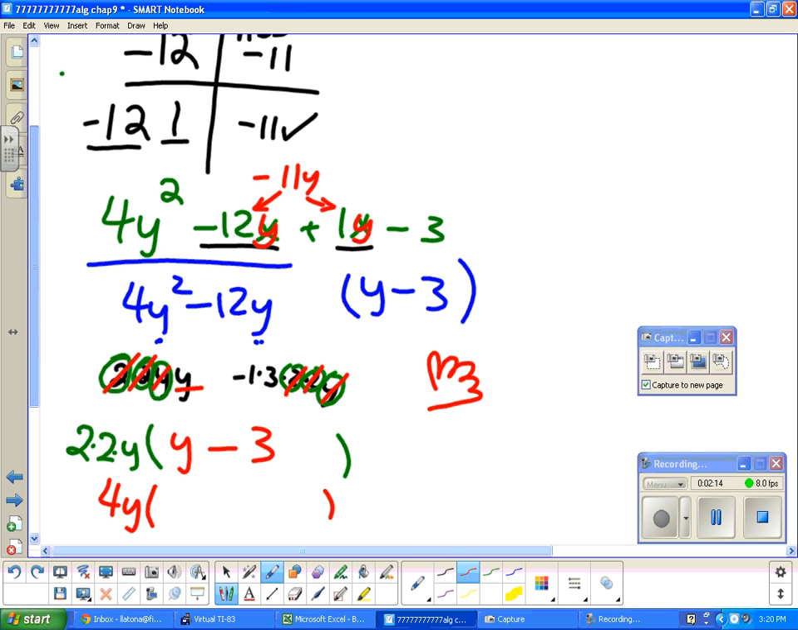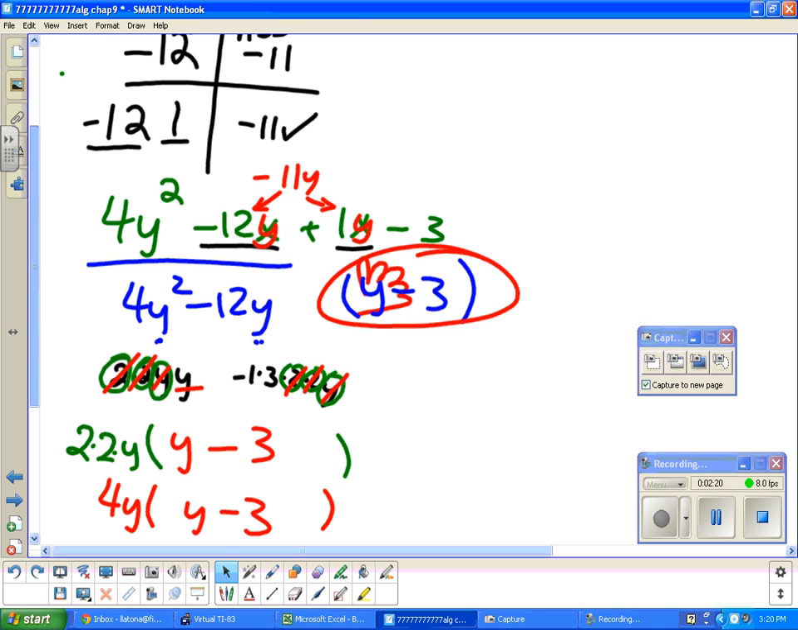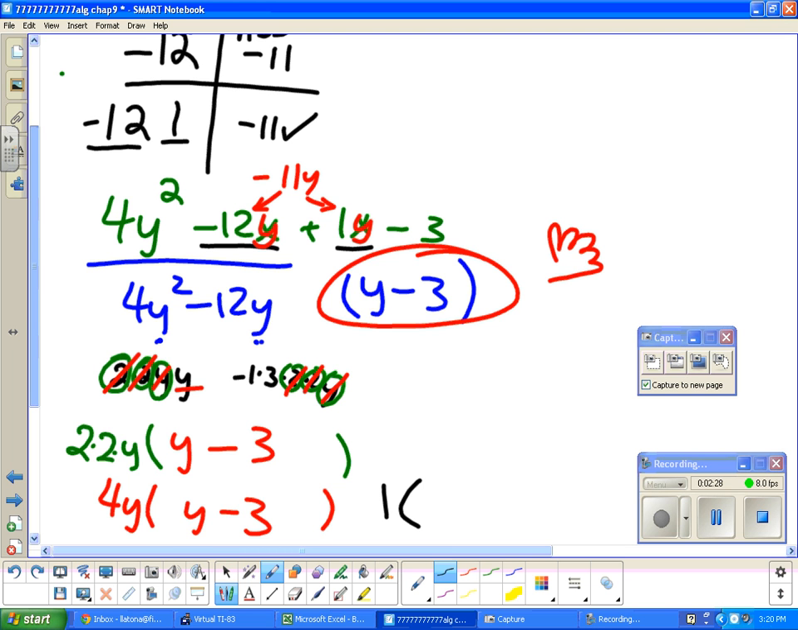Oh, I'm sorry. Let me rewrite this. This is y minus 3. So now I'm going to do this one. What can I pull out of this and this? Well, you don't see anything, but we just pull a 1 out. Okay, we got y minus 3.